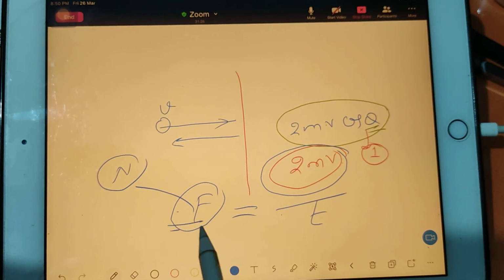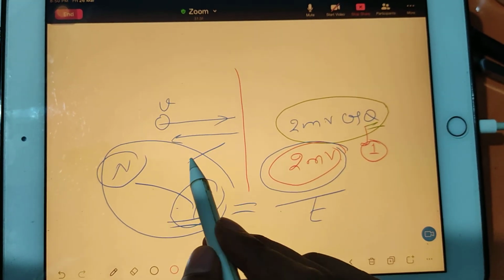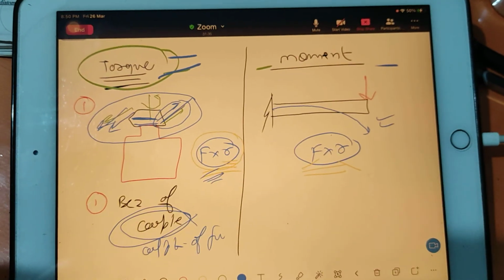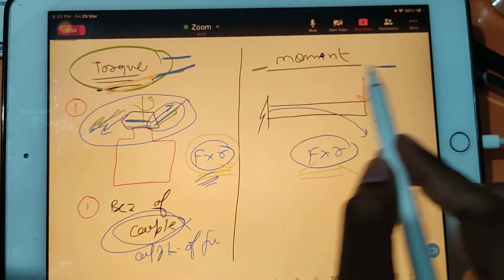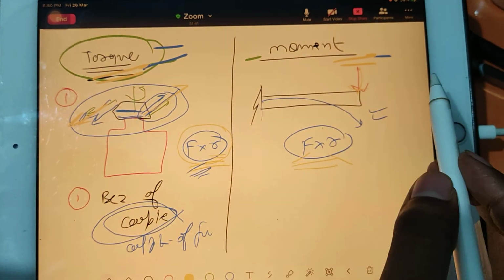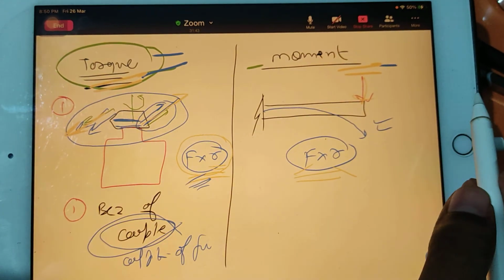Now, this force cannot develop either torque or moment. Fine. So, if you want to develop torque or moment, you need a continuous acting force. Continuously acting force you need to find out torque and moment. I hope it's clear.